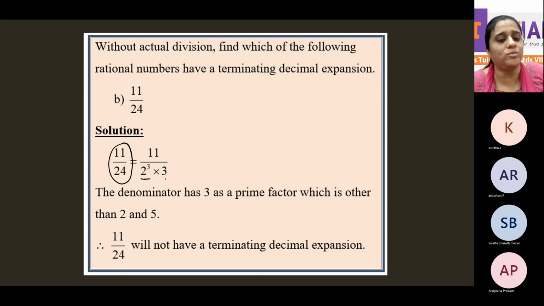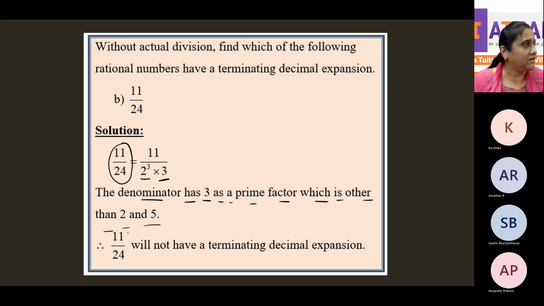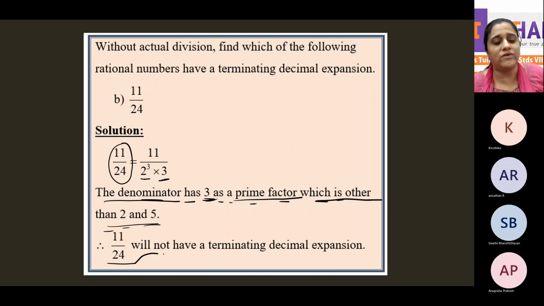So 24 is 2 cubed into 3. The denominator has 3 as a prime factor, which is other than 2 and 5. Understand? The denominator has 3 as a prime factor, which is other than 2 and 5. Therefore, 11 by 24 will not.